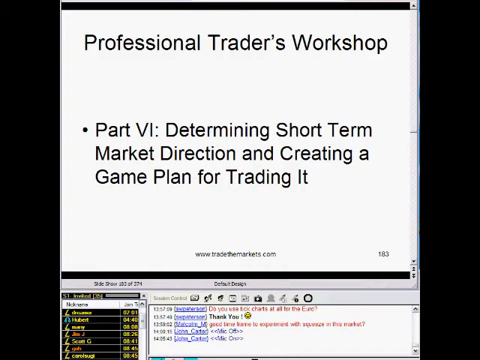All right, so what I'm going to do now is we're going to jump to page 183, and we'll come back to the single stock futures a little bit later today. But what we want to cover is determining short-term market direction and creating a game plan for trading it. For those of you that just day trade, I think you'll find some interest in this because it's going to help you develop a market bias.